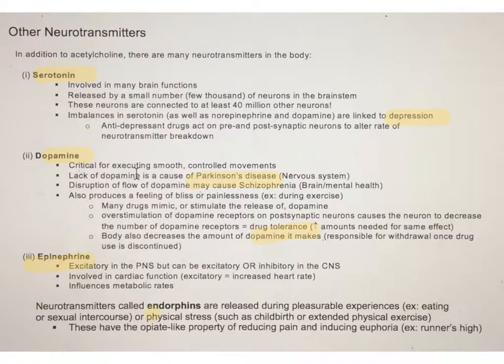We have neurotransmitters called endorphins, and endorphins is what I was discussing earlier. When they get released, they happen during pleasurable exercise. So eating something that is one of your favorites, or sexual intercourse will also lead to a release of endorphins. Any type of physical stress, so after extended physical exercise, then they can have an opiate-like property. An opiate is like a painkiller type property, so it reduces pain and it induces euphoria. So that example of that runner's high. It gives you that feeling of overwhelming bliss, and you're feeling good right afterwards.